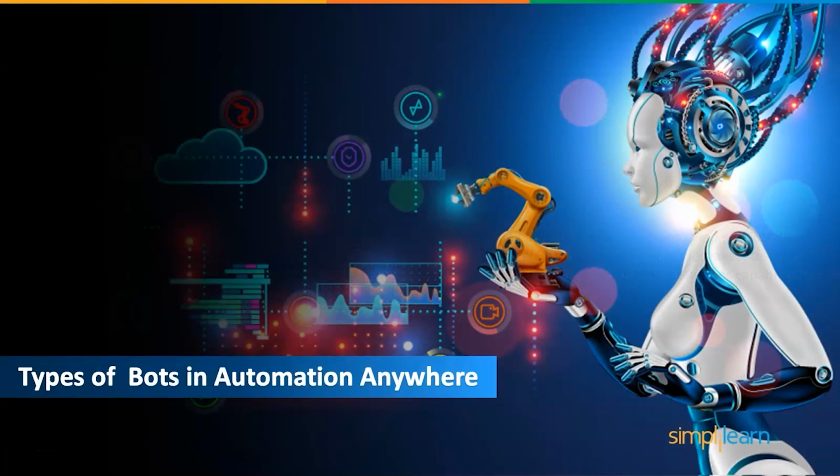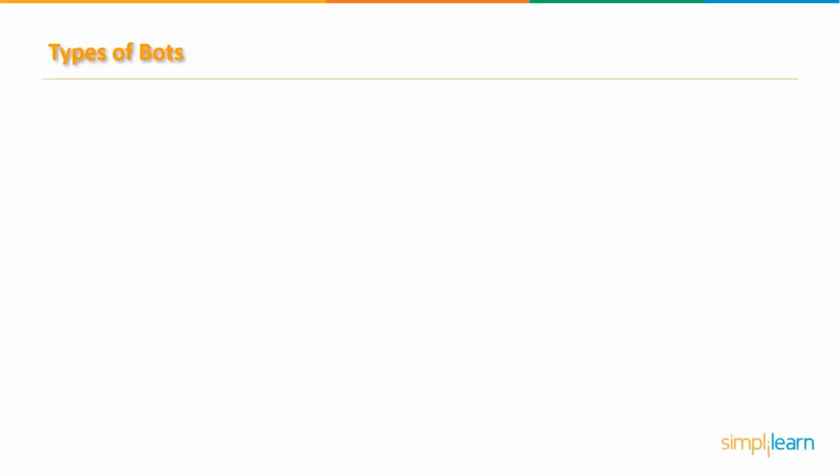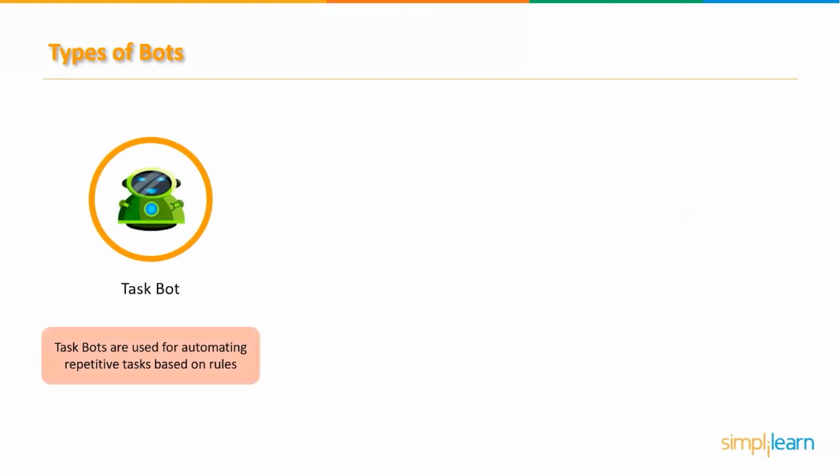Let's look at the types of bots in Automation Anywhere. Task bot. Task bots are used for automating repetitive tasks based on the rules. These tasks are simple to create and can reliably complete multi-step procedures. Document administration, claims management, HR departments, IT, and other areas benefit from task bots. They increase production, reduce errors, and save money.